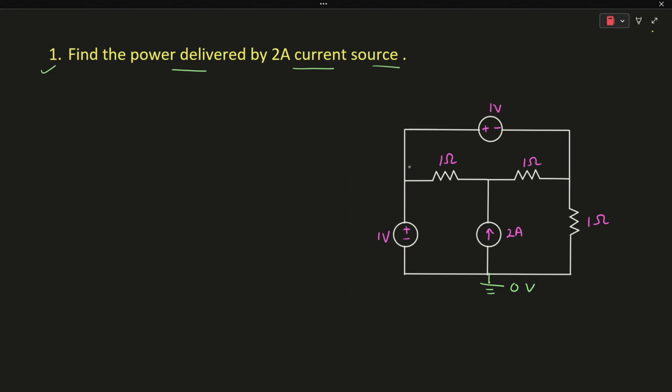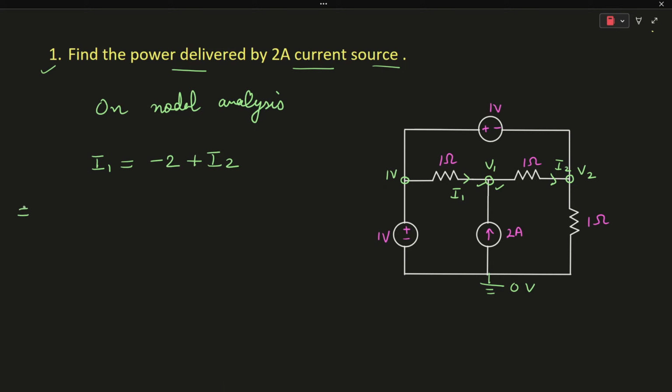According to the given diagram, the node voltage over here is 1 volt. Let's say the voltage at this node is V1 and the voltage at this node is V2. Let's say this is your current I1, this is I2. On applying nodal analysis at this node, we can see that I1 is equal to -2 plus I2.